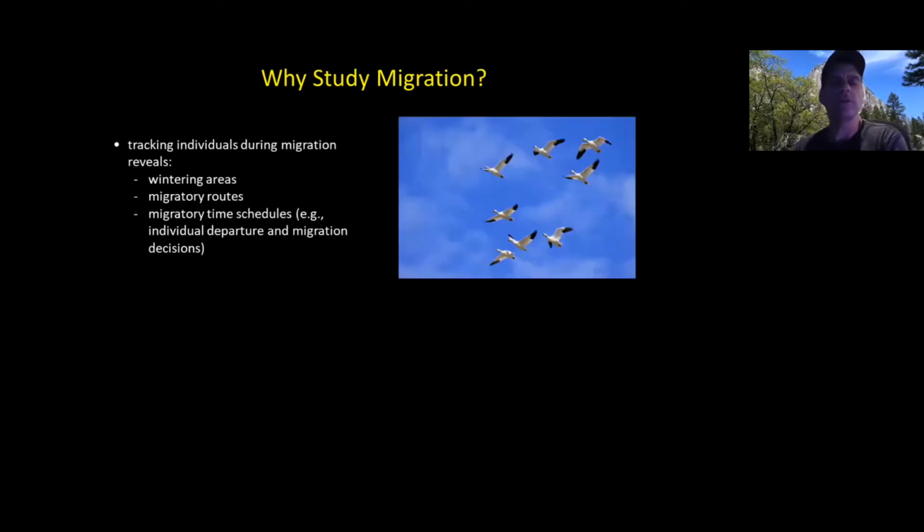Okay, well, why do we study migration? Well, the ability to track individual migration routes reveals wintering areas and migratory routes. This helps us to understand the ecology and habitat requirements of the species across its entire annual life cycle. It also reveals migratory time schedules. For example, what are the individual decisions on when to leave an area, and when to initiate migration.